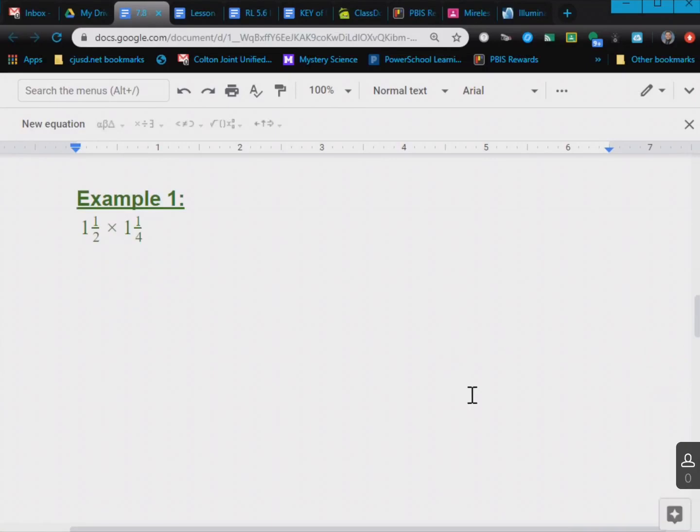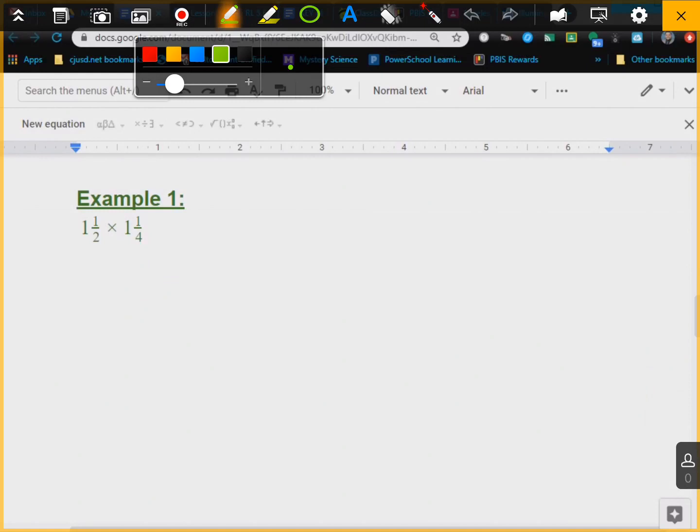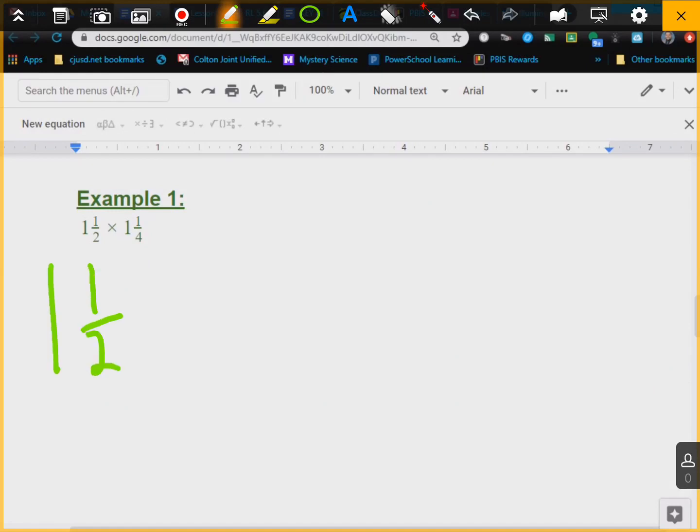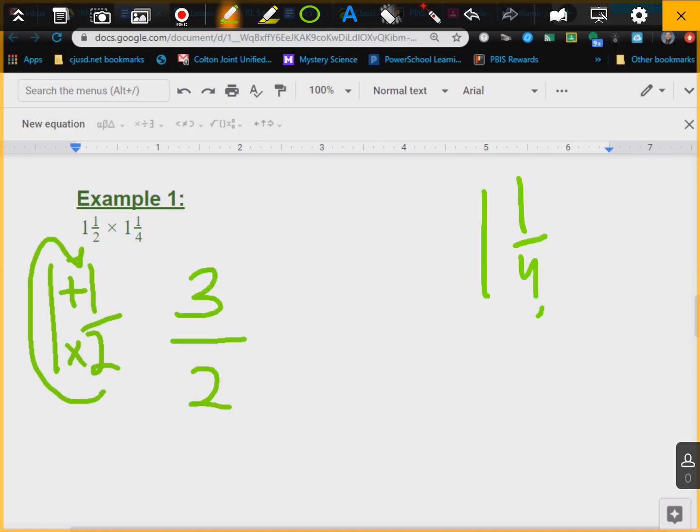So what we want to do is convert these mixed numbers into improper fractions. So I'm going to take 1 and 1/2. I'm going to take 2, multiply it by 1, and then add the numerator. 2 times 1 is 2, plus 1 is 3. So I got 3 over 2. 1 and 1/4: 4 times 1 is 4, plus 1 is 5. So it's going to be 5 over 4.